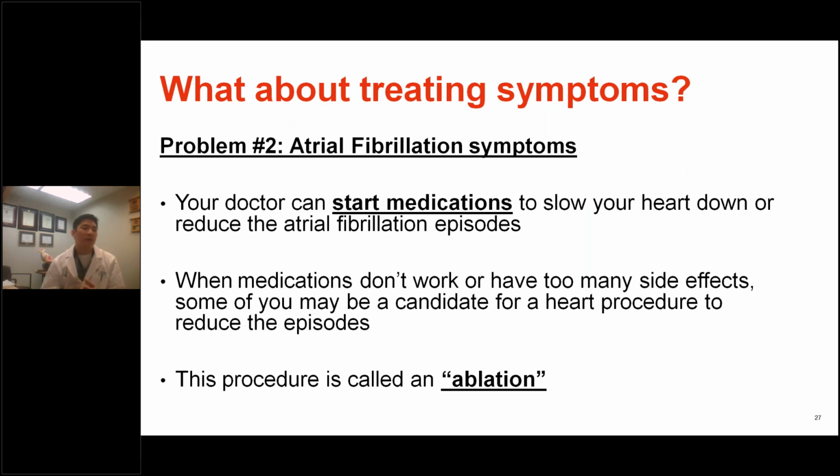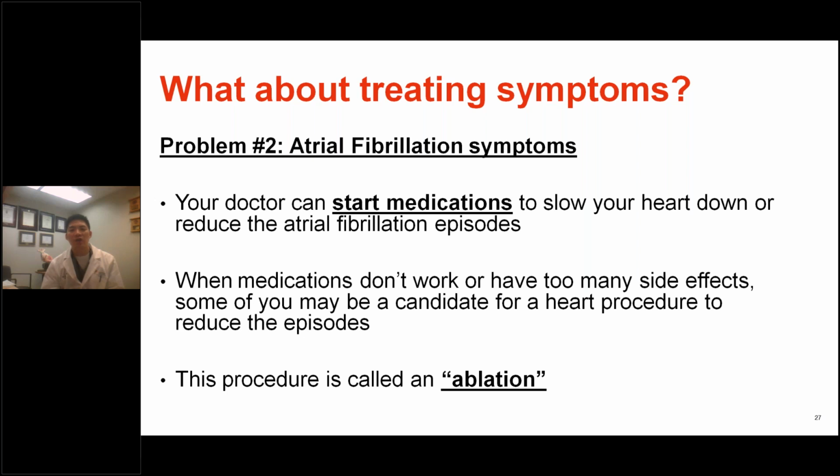Some patients feel that their heart is erratic all the time. Others, when they're in atrial fibrillation, notice that they can't do as much as when they're in normal rhythm, so they get tired much easier, they get short of breath much quicker, they feel chest pain or chest discomfort. And so for those patients, your doctor will first start medications for your atrial fibrillation. There are many medications out there, and there are many different types. It's too much to go over all the different medications with you, but in general, one category of medications is to slow down your heart.